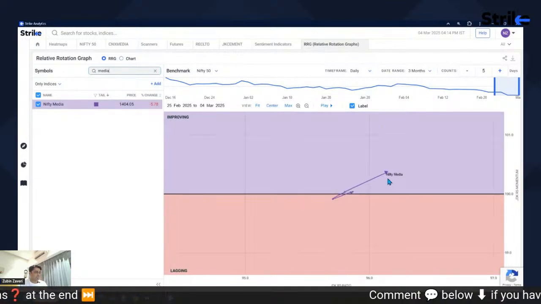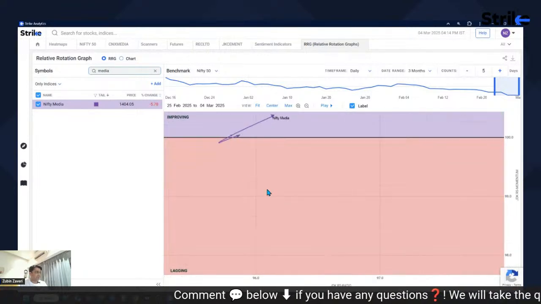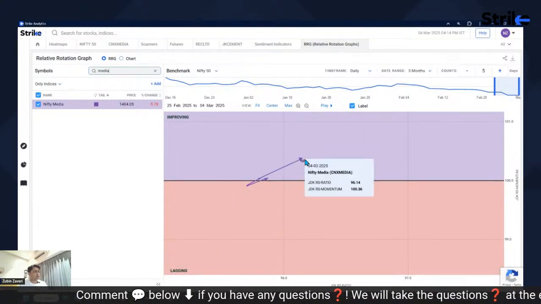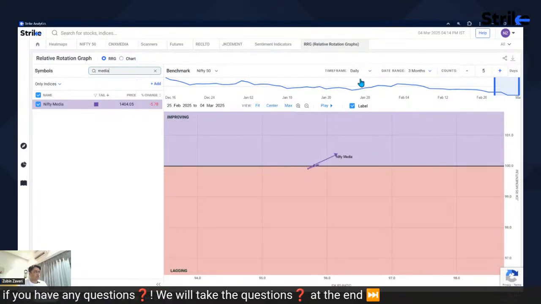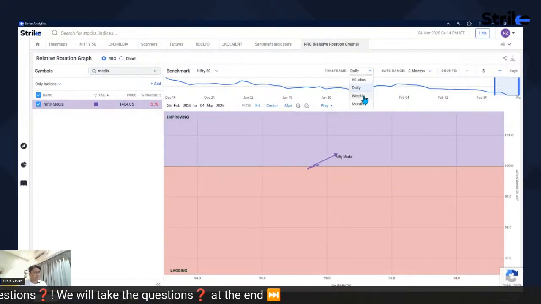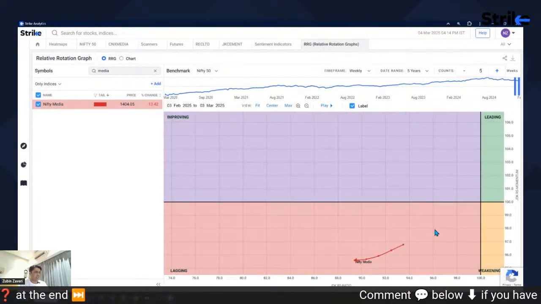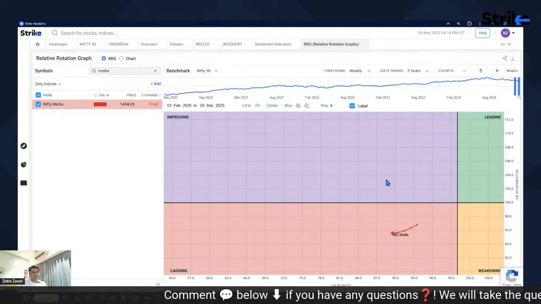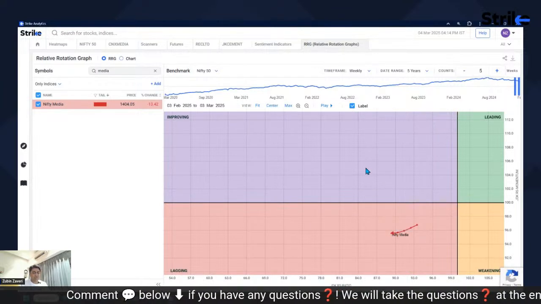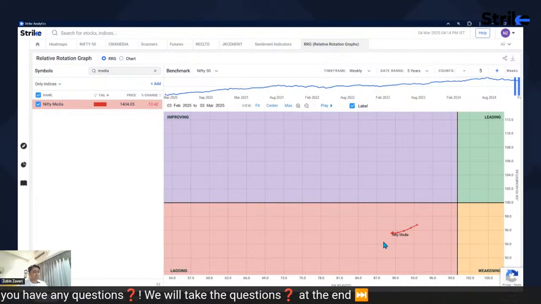You can look at this media, which was in the lagging quadrant. And from the lagging quadrant it has gone to an improving quadrant. And not only on the daily, but if you look at the weekly time frame chart, it is down there in the lagging quadrant. So this bounce, is it enough for it to sustain? Maybe not right now. This shows that media sector you can focus on for very short term.